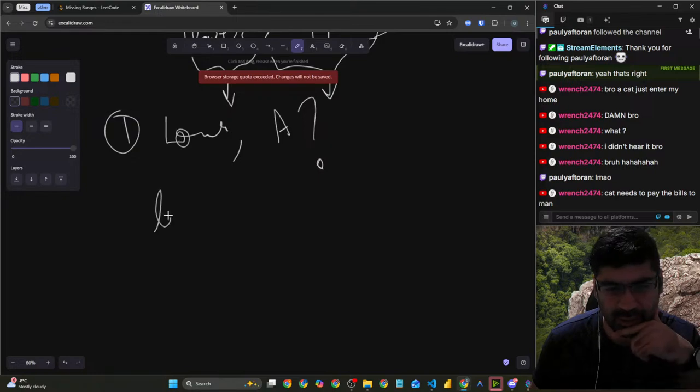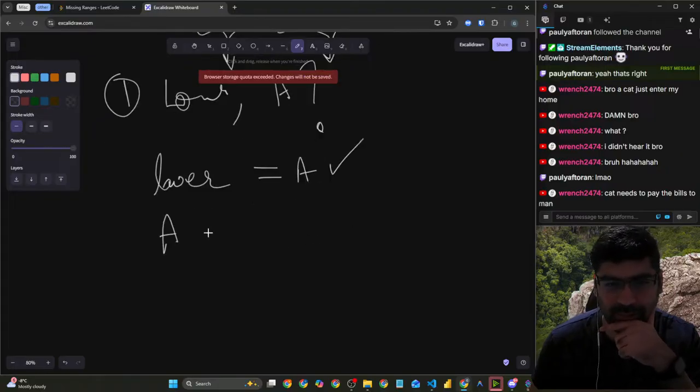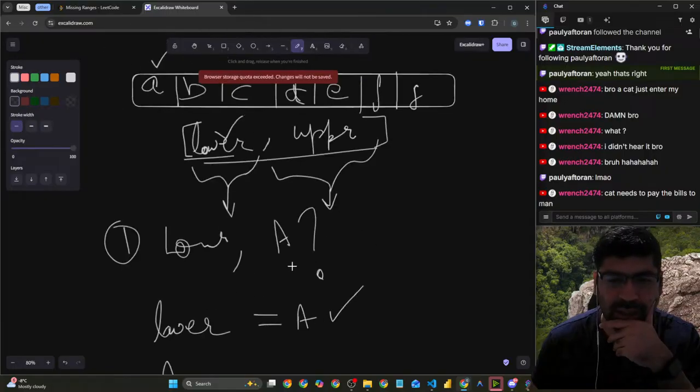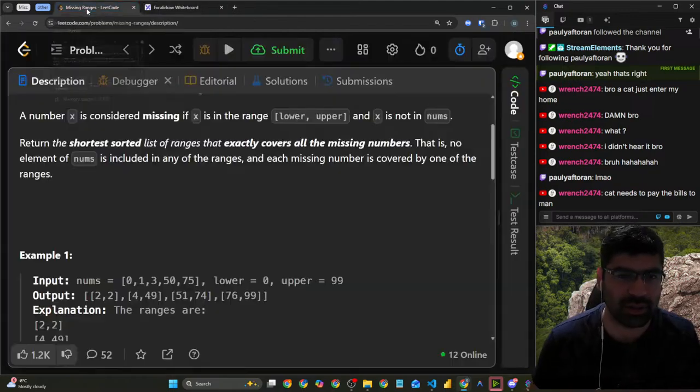So let's start with lower. Look at A. If it is equal to A, then A is our first limit. Then look at B here. Is B A plus 1? If yes, the new lower limit is this, B, then go to C. If not, then we keep on adding, making an array and stuff. Okay, let's try to code.